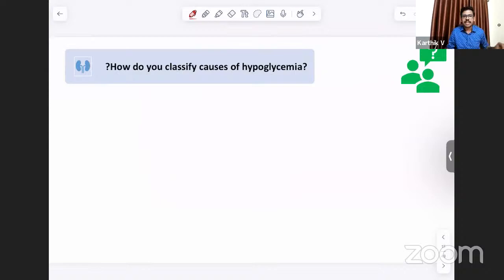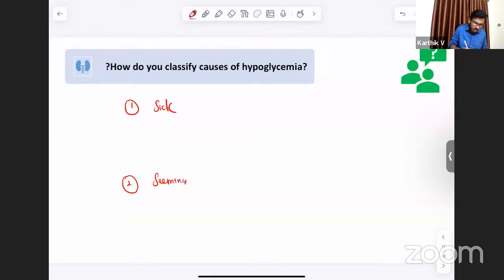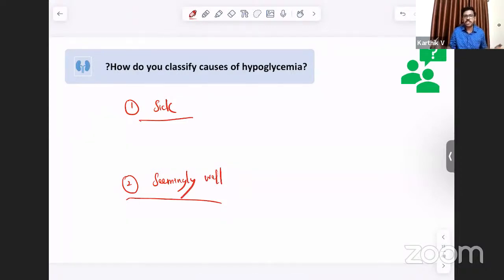Okay, now how do you classify causes of hypoglycemia? When you get a call from the nursing officer that this patient has developed hypoglycemia and the blood glucose is 50 milligram per deciliter, the first thing that you should ask is whether the patient is sick or a seemingly well individual. This is extremely, extremely important, because where do you expect the sick patient to be? In the ICUs or in the high care units of the ward.